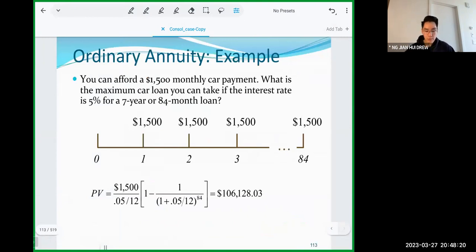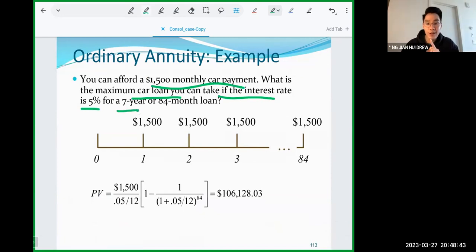All right, so we look at this example here. You can afford a 1,500 monthly car payment. So you're going to make payments, right? Money is going out of the pocket. What is the maximum amount of car loan they can take if the interest rate is 5% for 7 years?